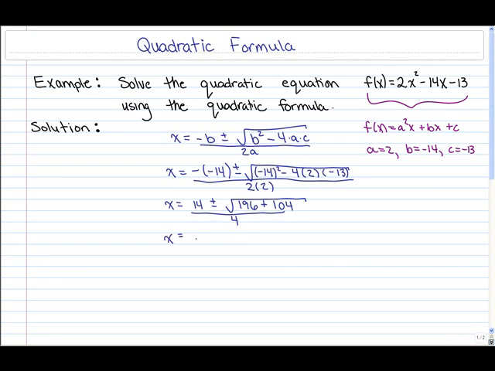Now you'll see under the square root, 196 plus 104 actually gives us the square root of 300. All of this still is being divided by 4. Depending on your instructor, they may allow you to leave your answer just like this, or they might want an approximate answer in decimal form, or they might want you to reduce this square root as much as possible.